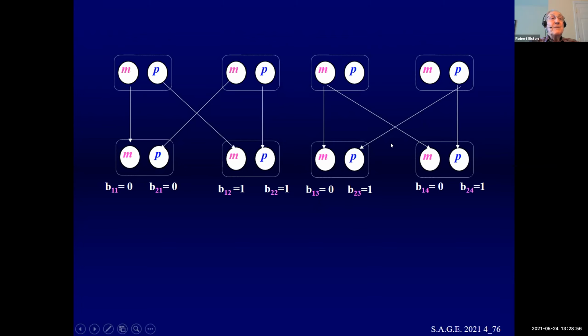This one is going to be grandmaternal. There's the grandmother up there somewhere. It's 0. This is going to be grandpaternal, comes from this grandfather, and this is 1. Okay.